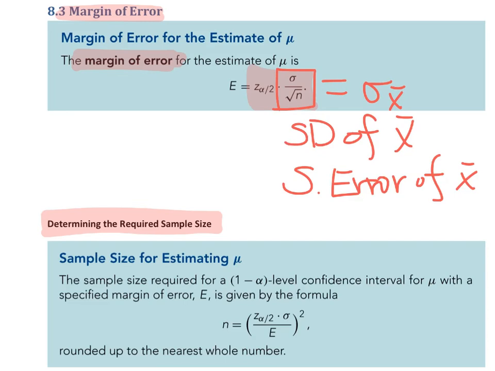X bar, sometimes called the sample mean, is the point estimate for the unknown population mean. So it was called the standard deviation of the X bar, the sample mean. But now I can say there is another name, standard error.